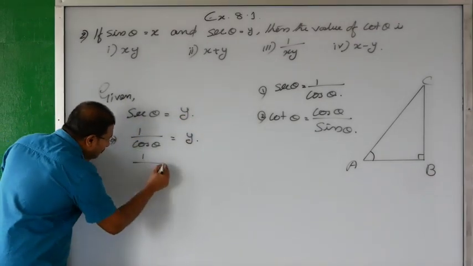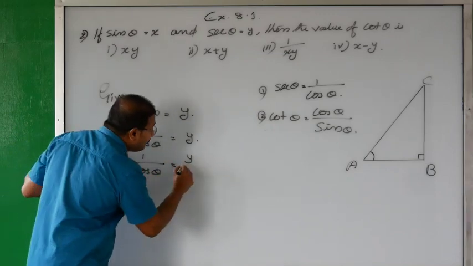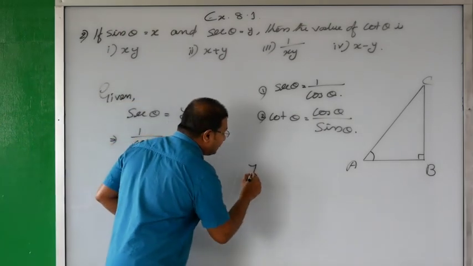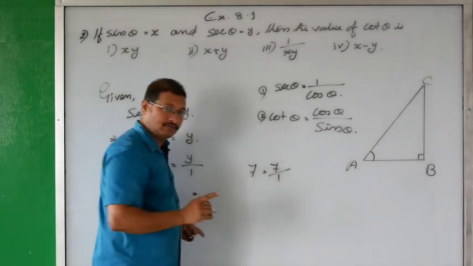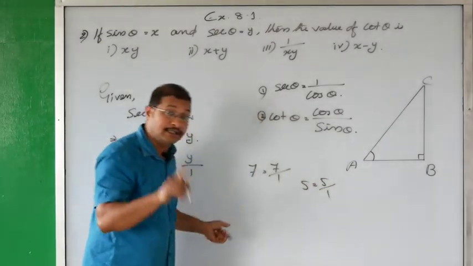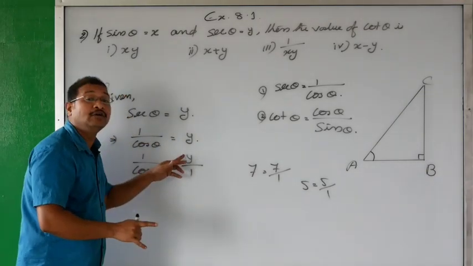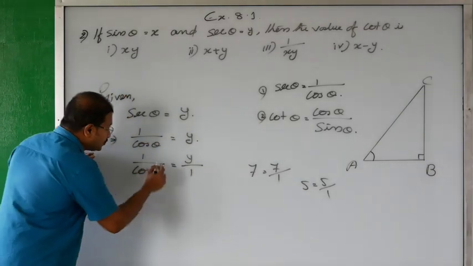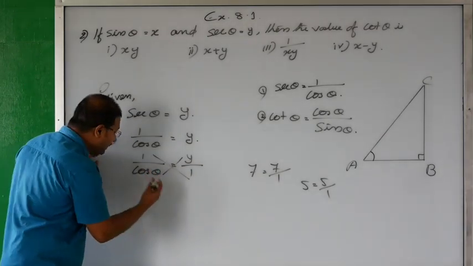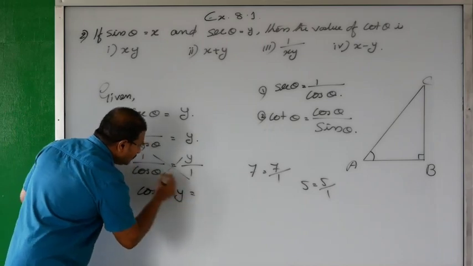Next step: 1 by cos theta equals y, which you can write as y by 1. Any number, say 7, you can write as 7 by 1. If I write 5, you can write 5 by 1. For any number there is a hidden denominator 1. So we write here y by 1. Now let's cross multiply. Ready? That means y cos theta equals 1 into 1.